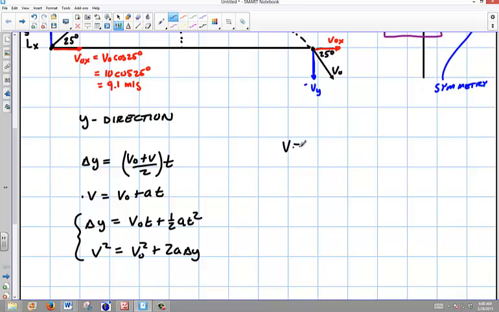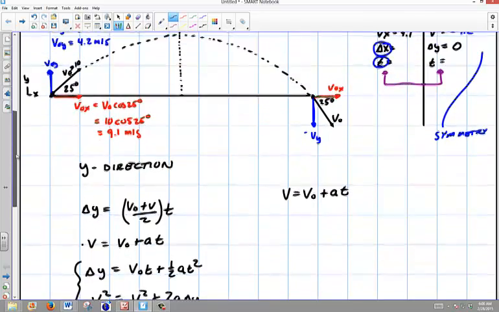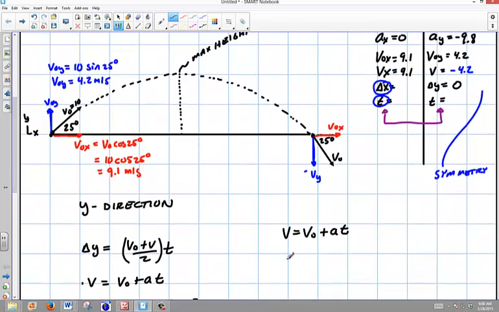V final equals V initial plus AT. Okay, so V final equals V initial plus AT. So my V final in this case was negative 4.2. My V initial equals 4.2. And my acceleration is negative 9.8 times time. So I'm just plugging everything in there.